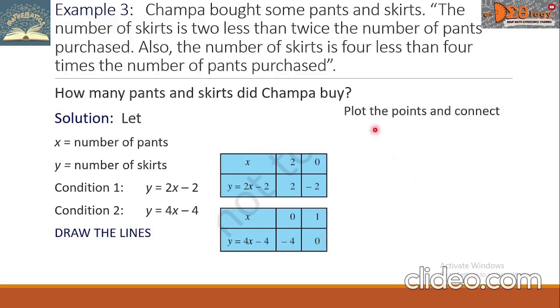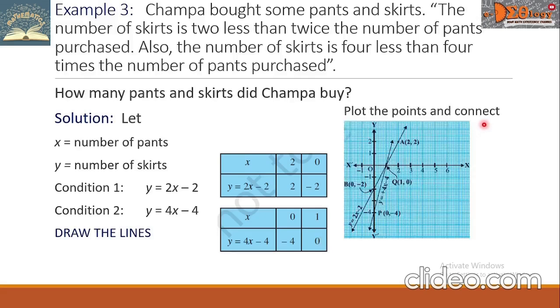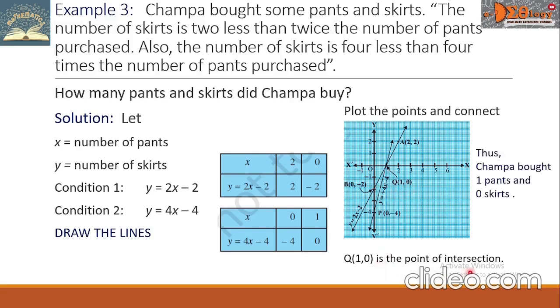Let us now plot the points and connect. These are now the two lines. This is the first line, and this is the second line. Observe that the point Q, the 1, 0, is the point of intersection. Thus, Champa bought 1 pants and 0 skirts.